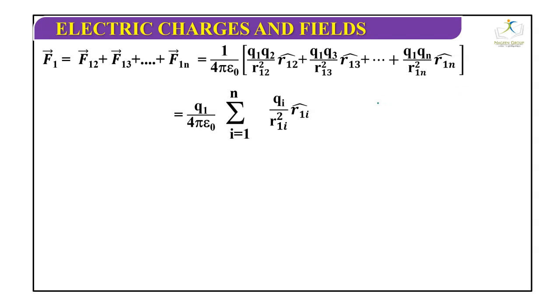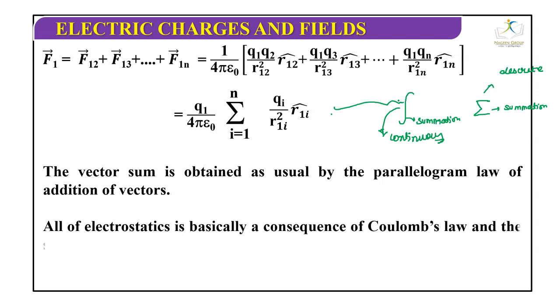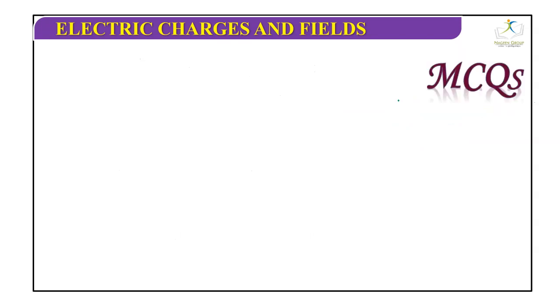See, we have two symbols. I just want to elaborate more here. Summation is signified, and sigma also defines a form of summation. So what is the difference between these two? This is a discrete summation and this is a continuous summation. So in the vector sum, we usually obtain the parallelogram law for the addition of vectors. All of electrostatics is basically a consequence of Coulomb's law and the superposition principle.